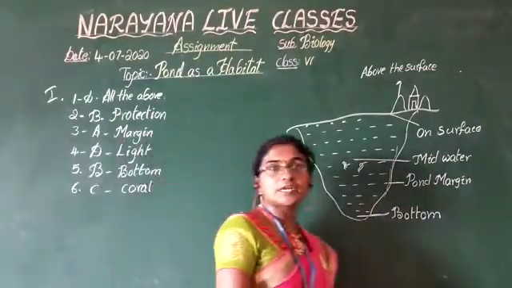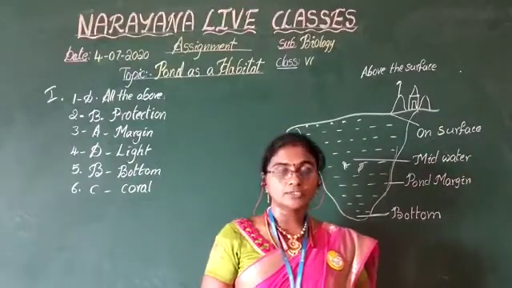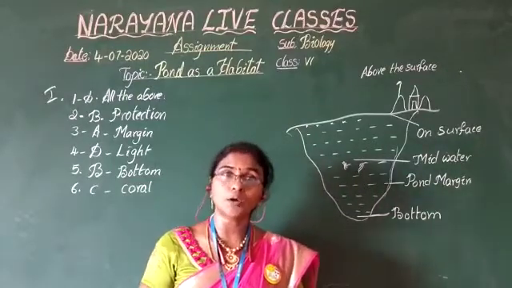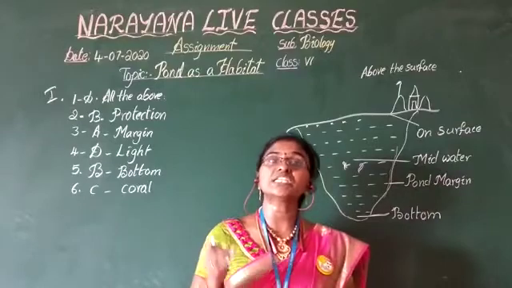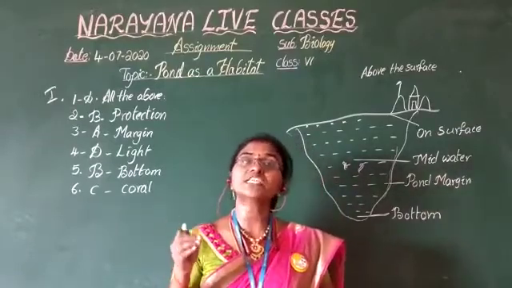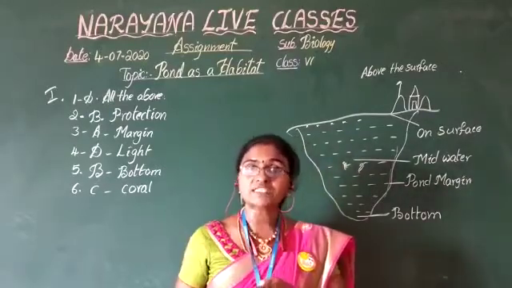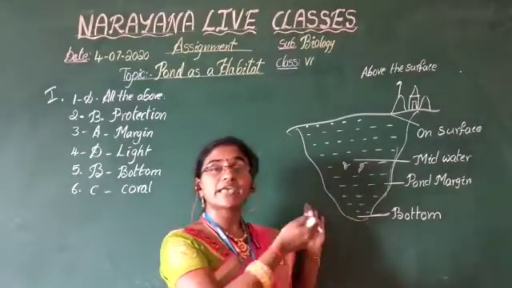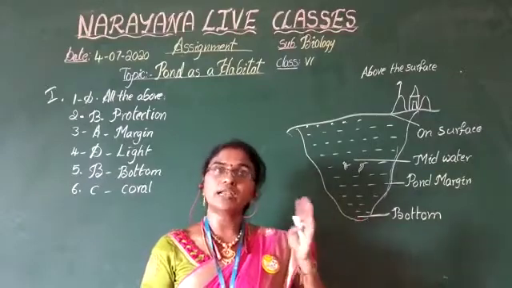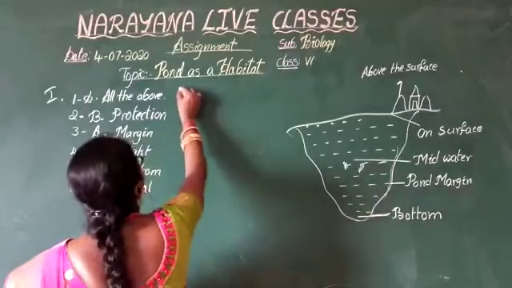And moving to the question and answers: write a note on aquatic habitat. Aquatic means water. So in water also we see organisms. The animals which live in water are called aquatic animals. The plants which live in water are called aquatic plants. So water is also giving needs, meeting the needs of the organisms. That's why pond and water are also called a habitat. So this is the aquatic habitat.